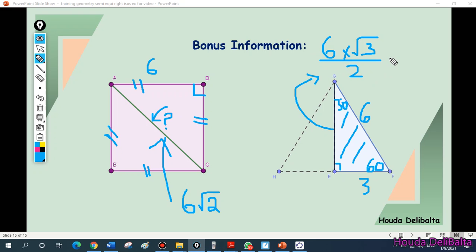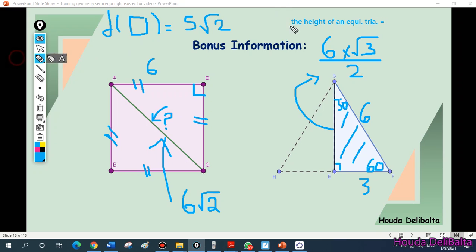So the properties we can get now are that the diagonal of a square is equal to the side of that square times radical 2, and the height of an equilateral triangle is equal to the side of that equilateral triangle times radical 3 over 2, and those can be considered as properties.